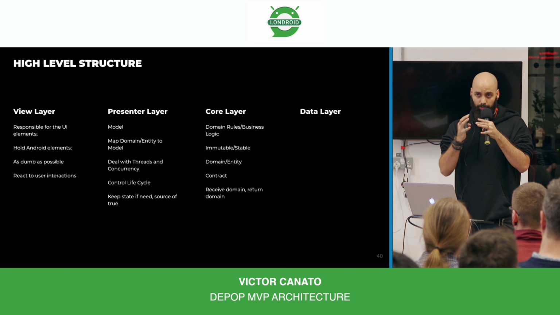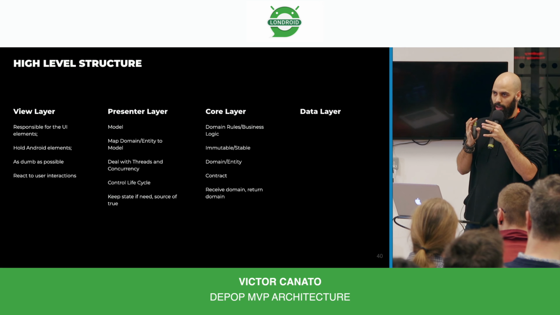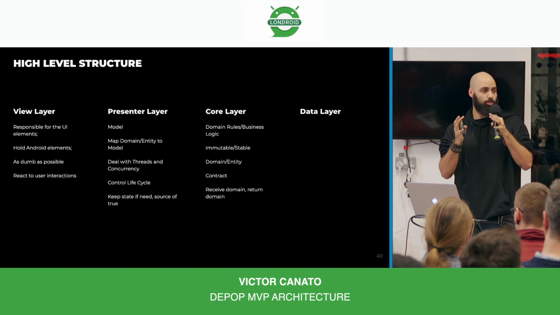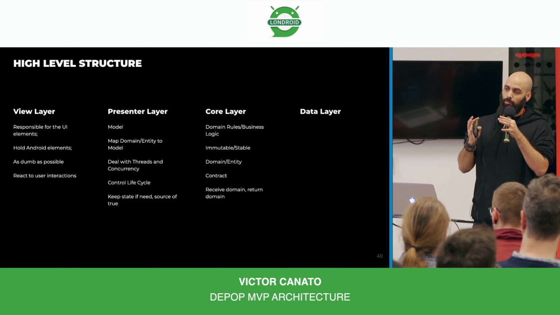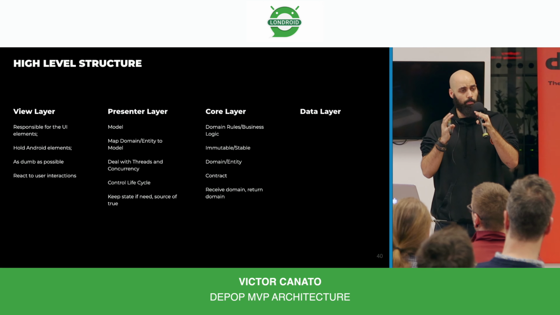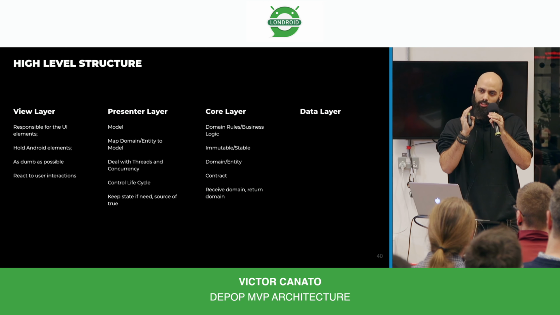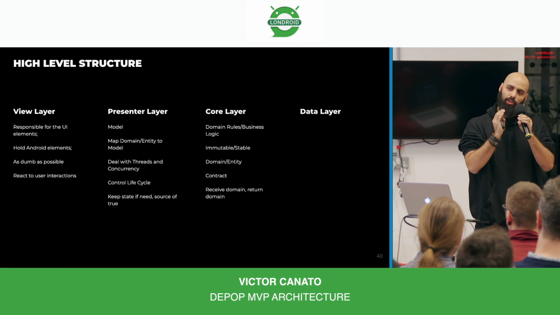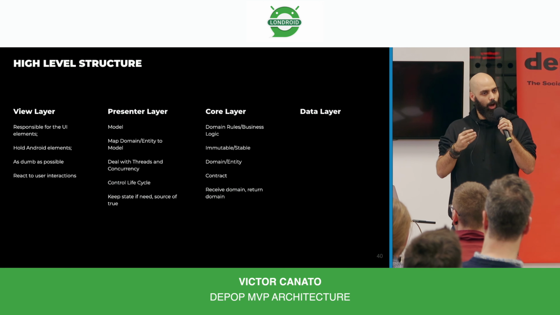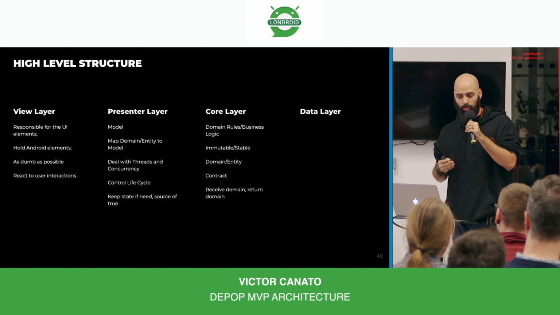Then we have the core layer. The core layer is the most important layer that we have. It has our domain rules, so everything that we need to use on this feature. It holds our business logic, is immutable, stable. So when we talk about our core, we try to make it very stable. So if you change something in the core, it's because you changed something in the whole feature, and you should think about that. This helps us to do code review. This helps us to make improvements, to make refactors on the code.